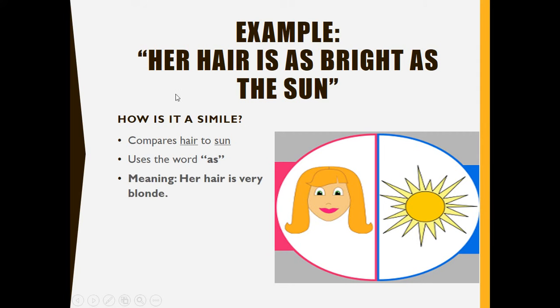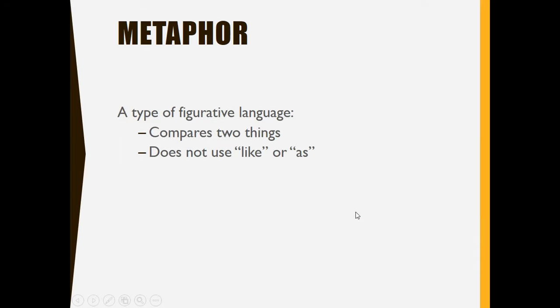But what is the simile trying to say? It is saying that her hair is very blonde. The color of the sun is extremely yellow. So comparing a girl's hair to the sun is saying that her hair is extremely yellow. A second type of figurative language is a metaphor. Just like a simile, it compares two things, but it does not use like or as.